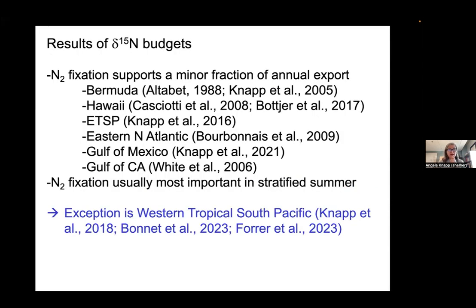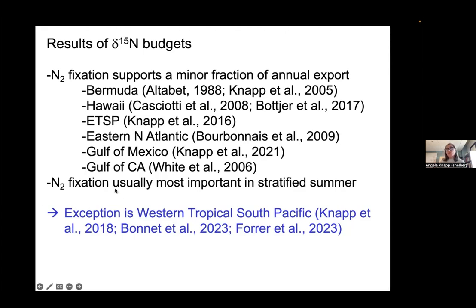So just to quickly summarize, Delta N15 budgets have been done by myself and others at Bermuda, at Hawaii, in the Eastern tropical South Pacific, in the Eastern North Atlantic, in the Gulf of Mexico, in the Gulf of California. And in all these cases, nitrate is supporting the overwhelming majority of export production in these locations. And so again, I think there's a lot of really compelling evidence that there's more subsurface nitrate making it up to surface waters than we have traditionally accounted for in these oligotrophic gyres.